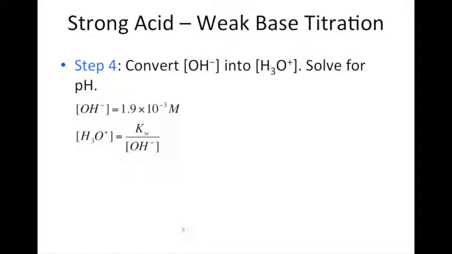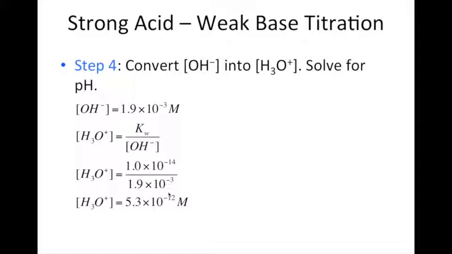We can convert OH minus concentration into H3O plus by dividing Kw by OH minus concentration. We can plug in our values here. We know Kw, we know our OH minus, so our hydronium ion concentration is 5.3 times 10 to the minus 12 molar. And then we can take the negative log of that in order to get the pH. So you can see, as expected, our initial pH before we begin our titration should be very basic because we just have ammonia in water. And our pH is indeed very basic, 11.28.